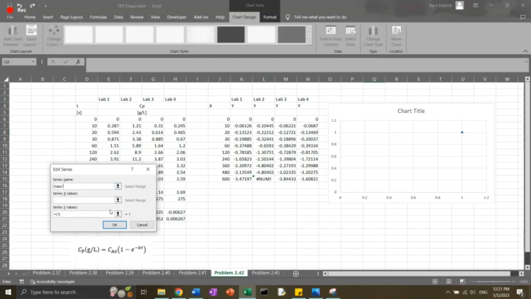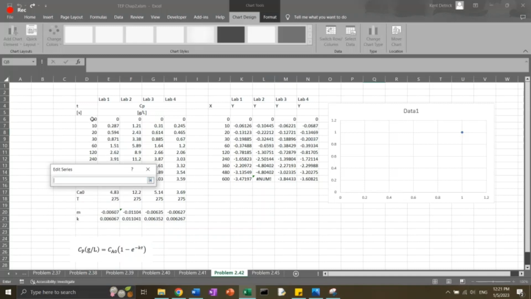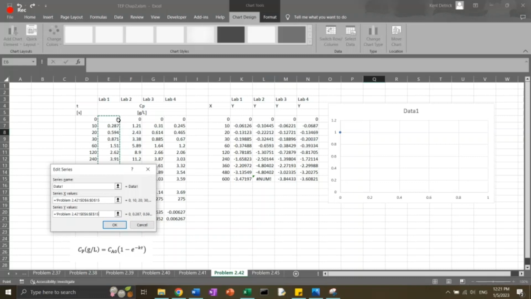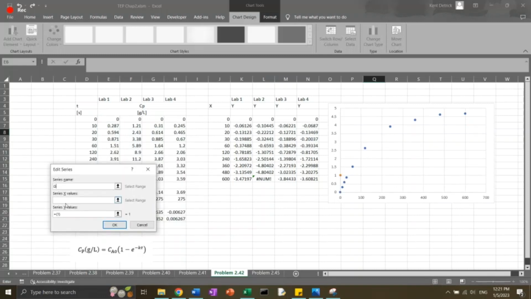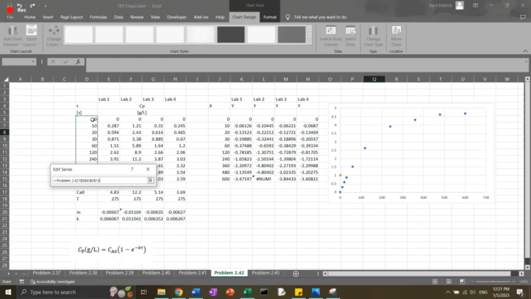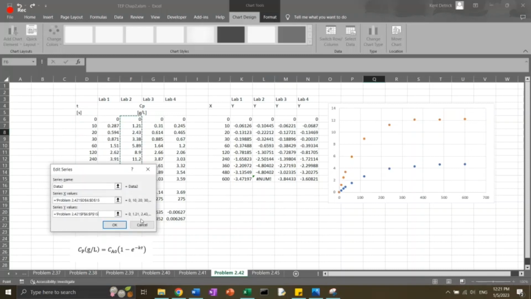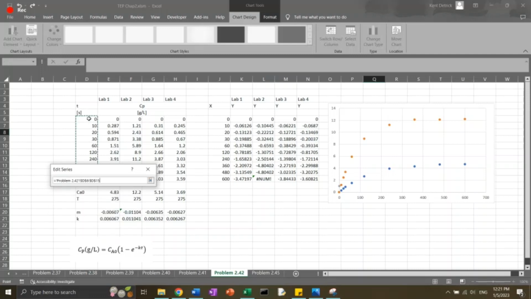Data 1, X, Y, okay, then add data 2, X, Y, okay, add data 3, X, Y.